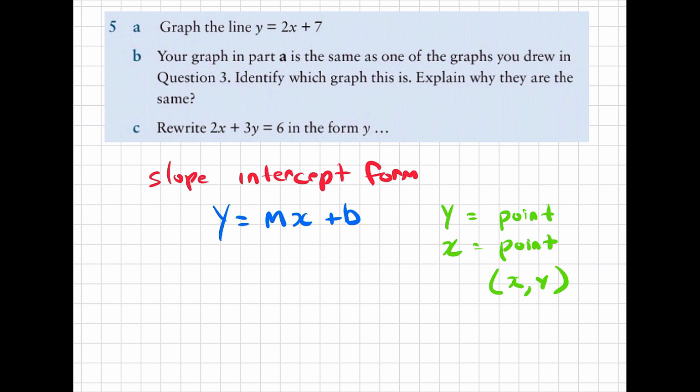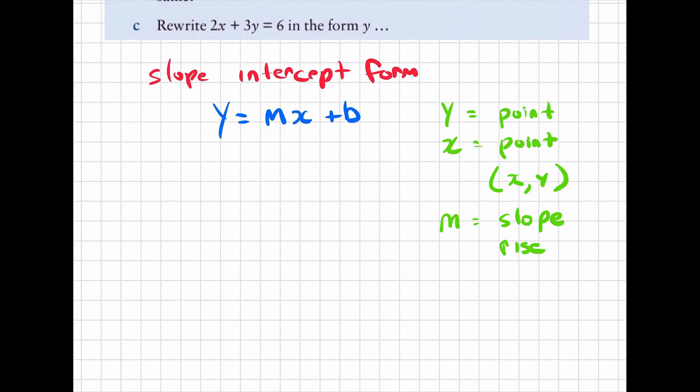And there's basically infinite points along any line. Now we have these m and b variables, and what are they? Well, m is the slope. And what is the slope? It is rise over run.